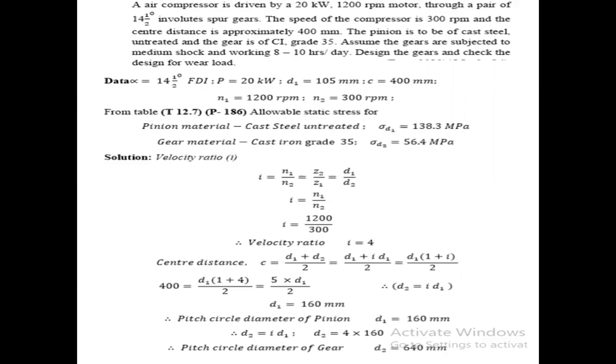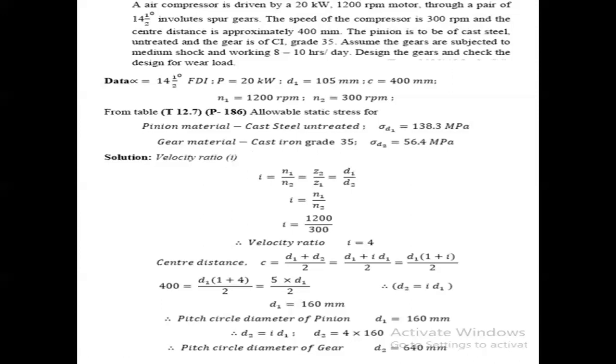The type of material is given: pinion is cast steel untreated and gear is cast iron grade 35. By using these materials, we can find the allowable stresses. Next, assume the gears are subjected to medium shock. In the last problem, we assumed the working condition to select the service factor Cs value. Here they only mention 8 to 10 hours duty per day, and they ask you to design the gears and check for wear load. This is what they asked in the problem.